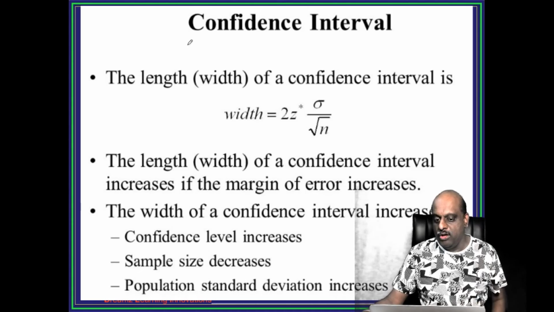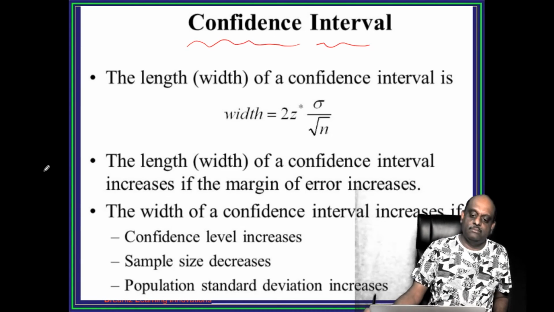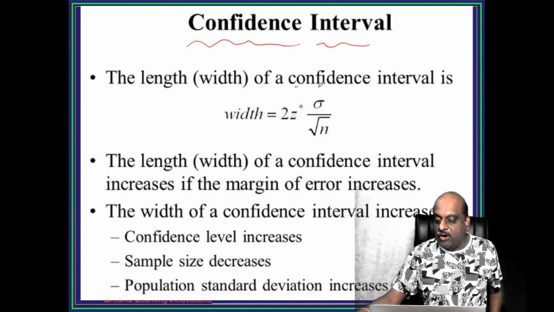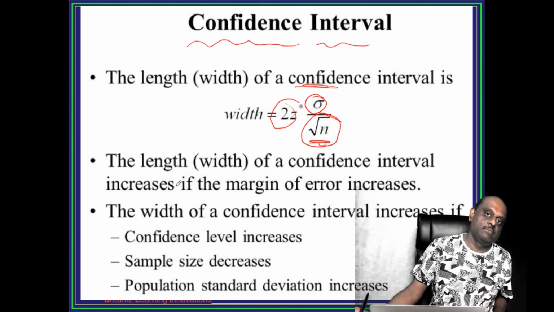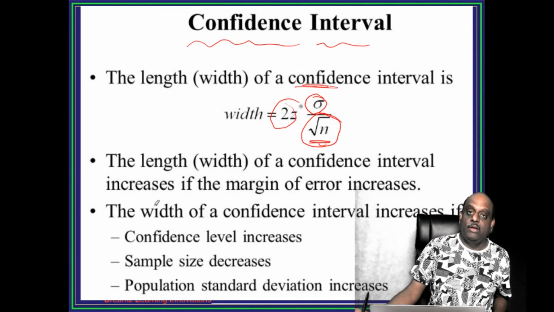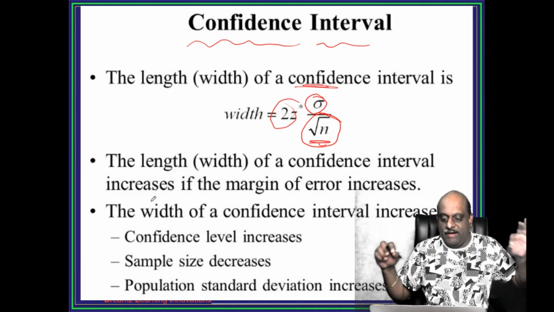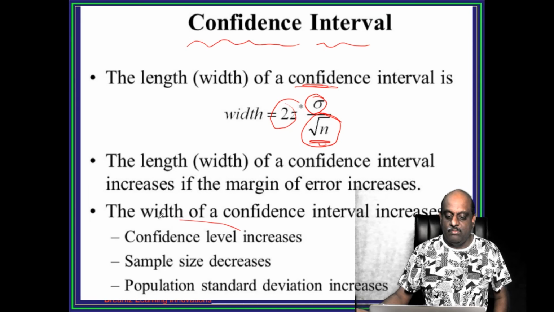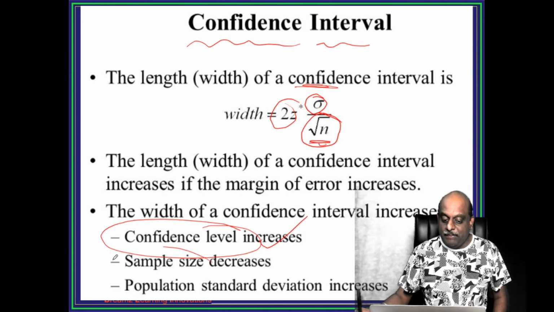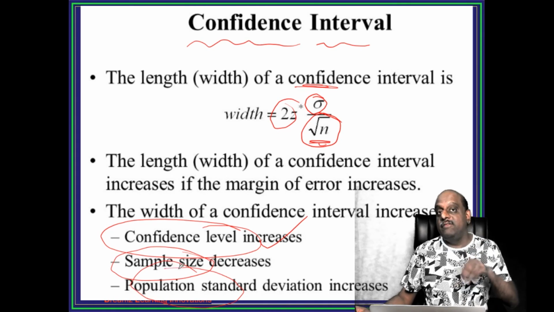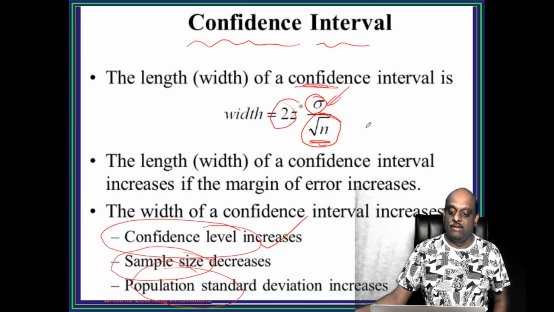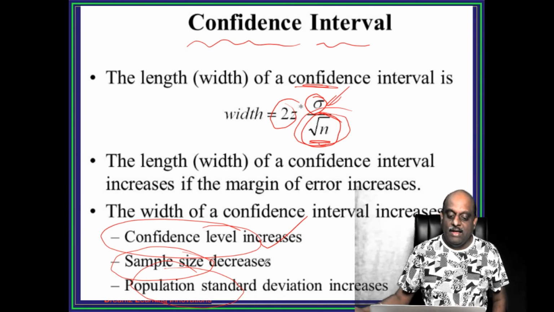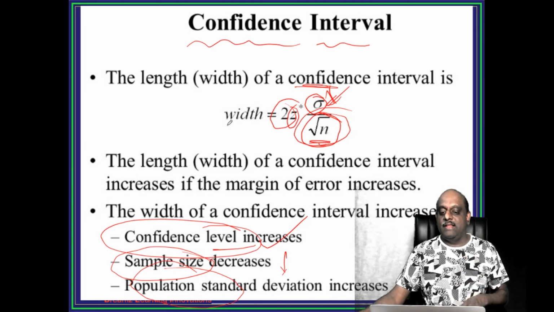Now, one word about the confidence interval. Typically, the width of the confidence interval is given by 2z times the standard deviation divided by the square root of the number in the sample. The width of the confidence interval typically increases if the confidence level increases, sample size decreases, or population standard deviation increases. Standard deviation is in the numerator, right? Sample size is in the denominator, right? If the denominator decreases or the numerator increases or the confidence level z value increases, then the width will increase.